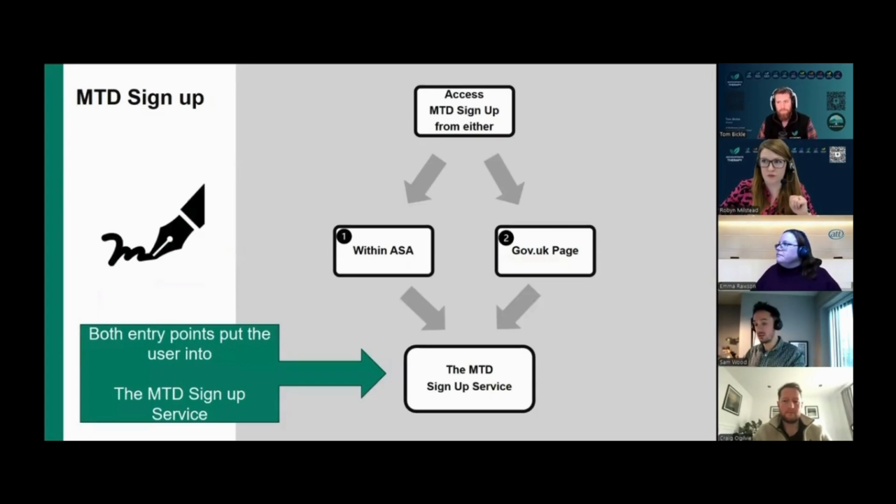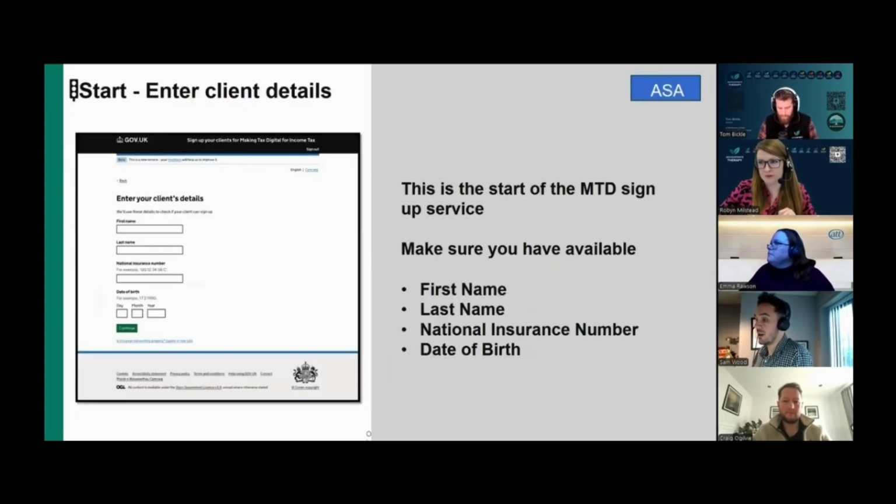It doesn't matter where you start. They'll both put you into the agent MTD sign up service journey, and it looks like this. For each client you go through, it will ask you first, which client are you signing up? So first name, last name, National Insurance number, which is the identifier we use in MTD, and date of birth.